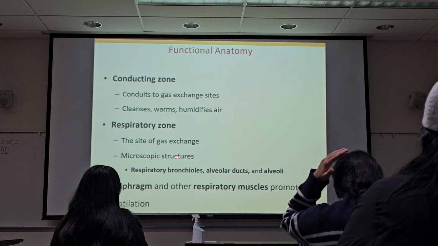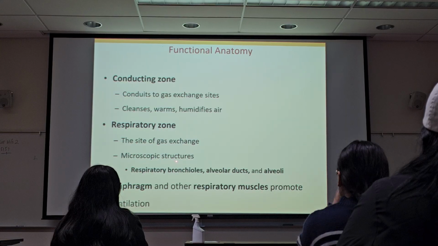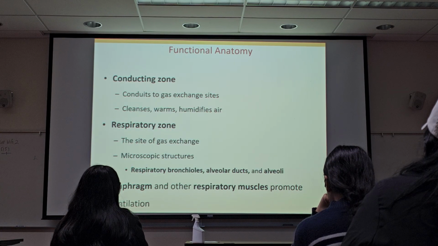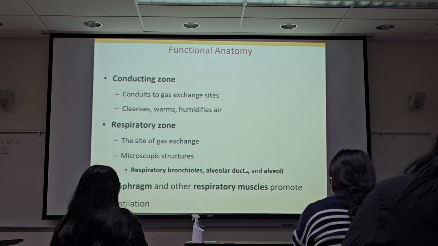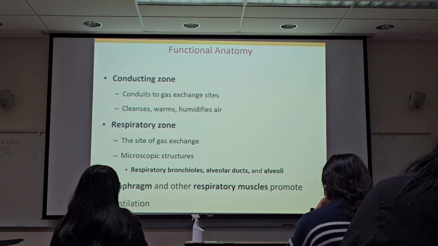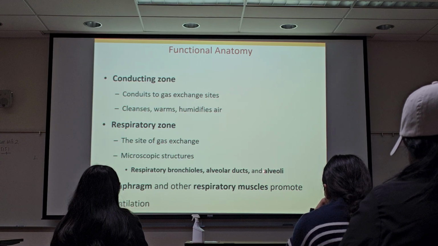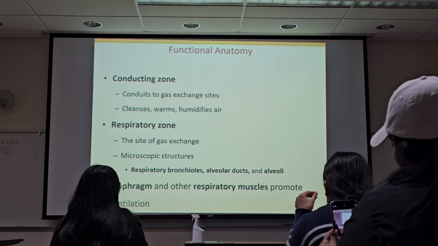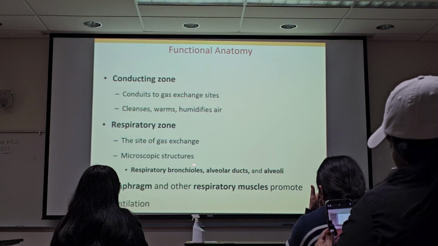So these are microscopic structures down in the respiratory zone, where we have very small bronchioles that lead us into these alveolar ducts that then take us into alveolar sacs. Those sacs are filled with these grape-like structures called the alveoli. So it looks like a bunch of grapes. This is where we're going to have gas exchange.